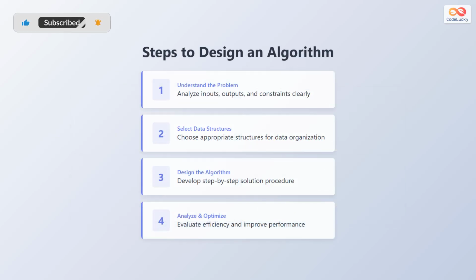Designing an algorithm involves four main steps. First, understand the problem by analyzing the inputs, outputs, and any constraints clearly. Second, select data structures that are appropriate for organizing and managing the data efficiently. Third, design the algorithm by developing a step-by-step solution procedure to solve the problem. And fourth, analyze and optimize by evaluating the efficiency of your solution and improving its performance where possible. Following these steps ensures you create effective and efficient algorithms.